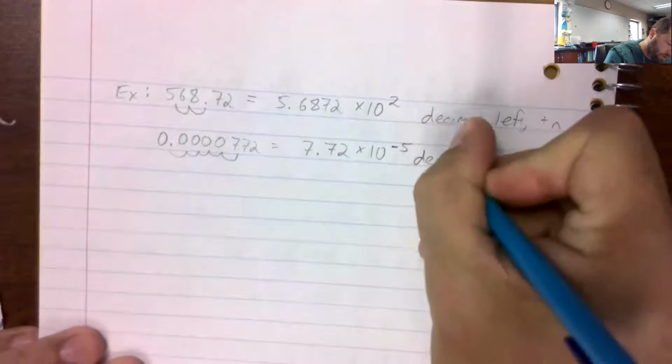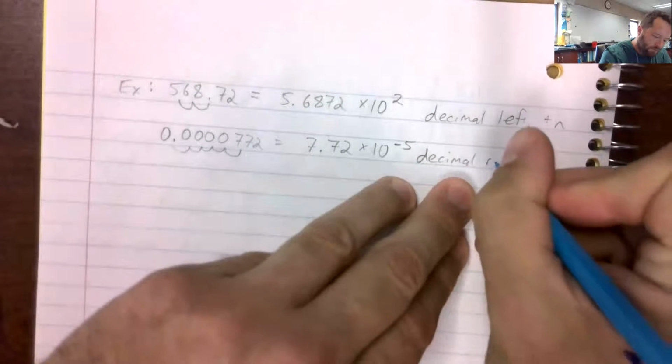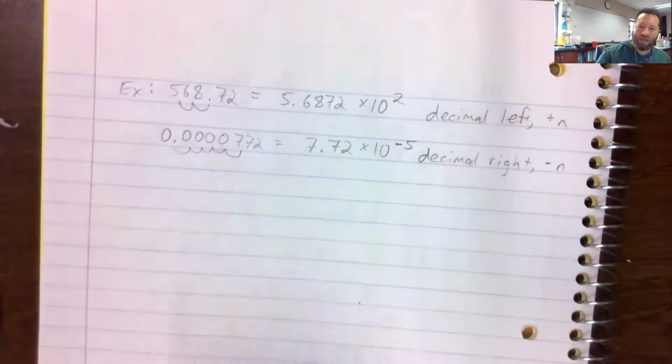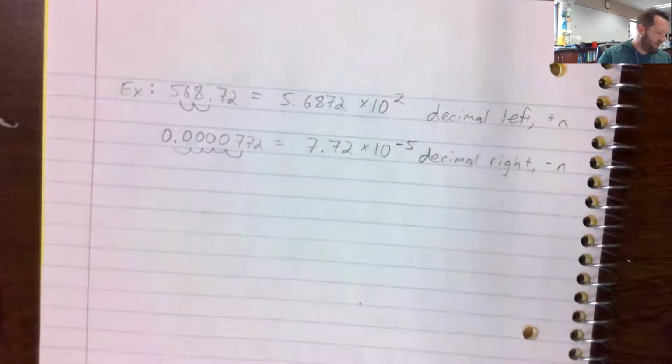Write myself a little note here. Decimal right, negative n. So decimal left, positive n. Decimal right, we're going to have a negative n.